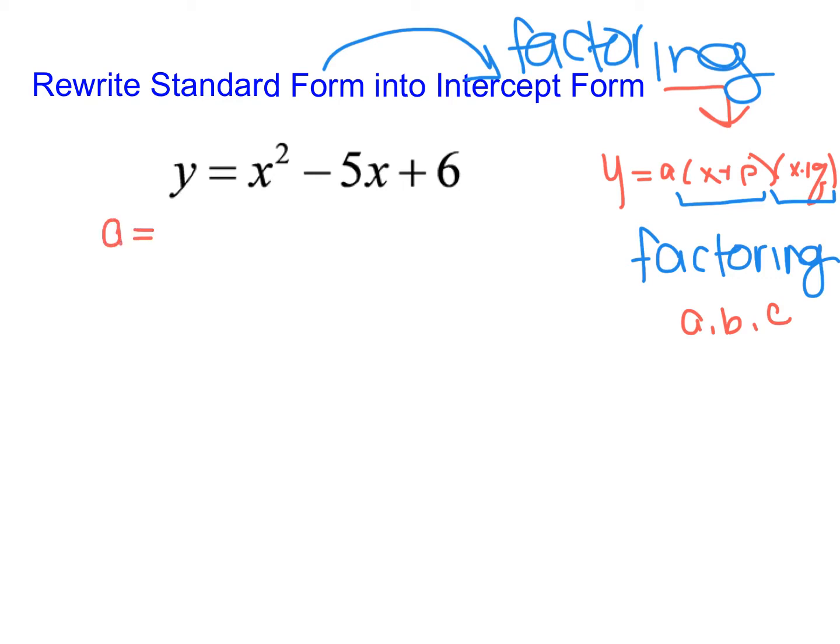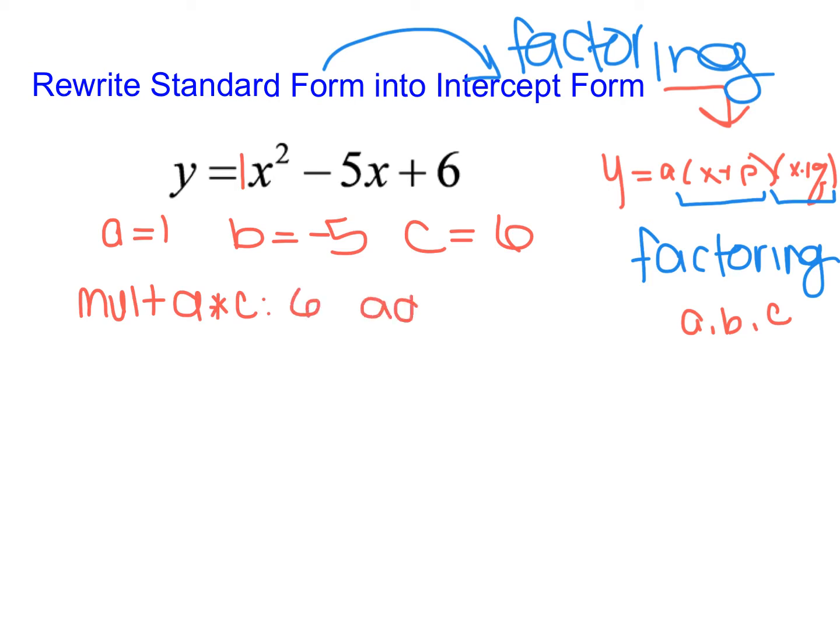So I'm going to start by finding a, which I know is 1, b, which is -5, and c, which is 6. And when I factor, I always start by finding two numbers that multiply to whatever a times c is, which in this case is 1 times 6, which is 6. And then I need two numbers that add to whatever b is, which is -5. So I need two numbers that multiply to 6 but add to -5. And when I think about those values, what comes to mind is -3 and -2. Those two numbers, when multiplied, become 6, and when added, become -5.